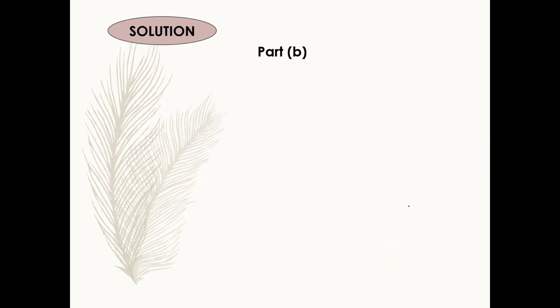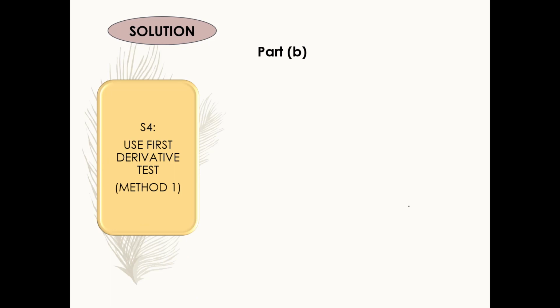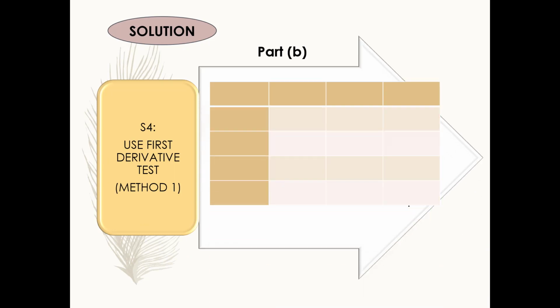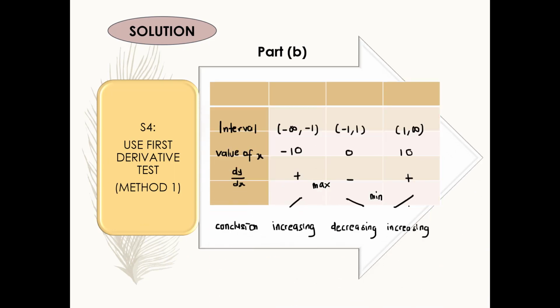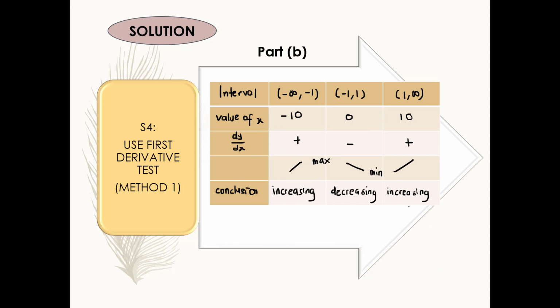For part B, you need to find the interval on which the function is increasing and decreasing. So we can use the first derivative test that we already got in step 4. So here you can see the function is increasing on the interval negative infinity to negative 1 and 1 to infinity. And the function is decreasing on interval -1 to 1. So just put the conclusion here.